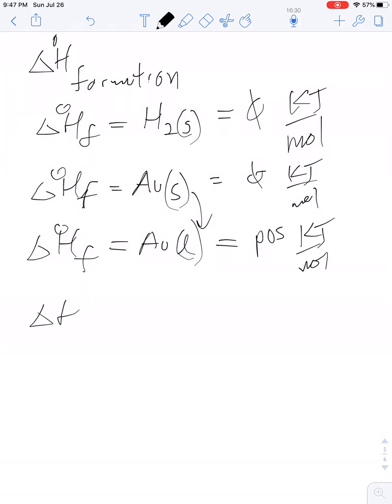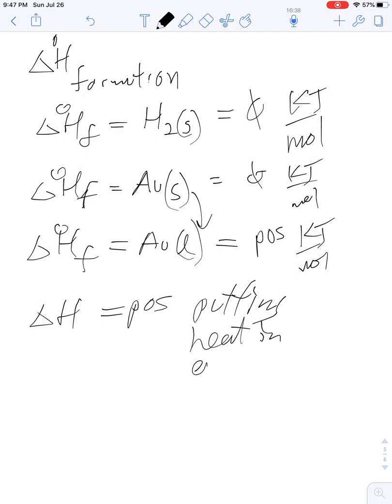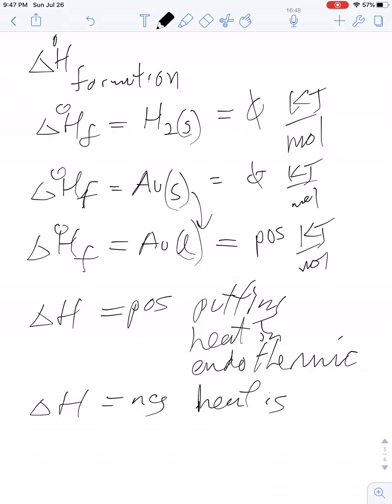So if delta H is positive, you're putting heat in, and we would say it's endothermic. If delta H is negative, heat is being released, and we would say it's exothermic.